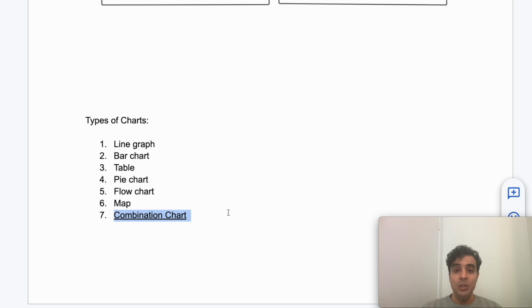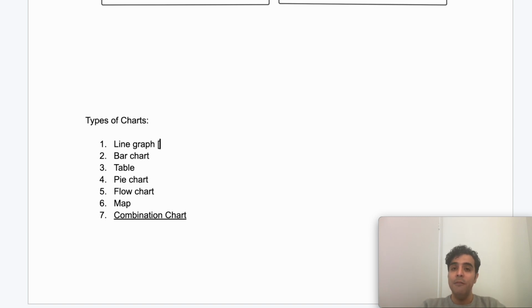But one thing you should note is that the combination chart will never combine qualitative and quantitative data. So you will rarely, if ever, find a line graph and a map put together. Why is that? Because a line graph is quantitative and a map is qualitative, right? Okay, so let's categorize the data very quickly.